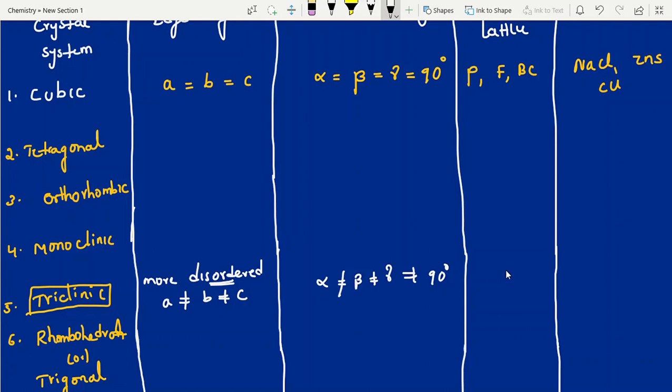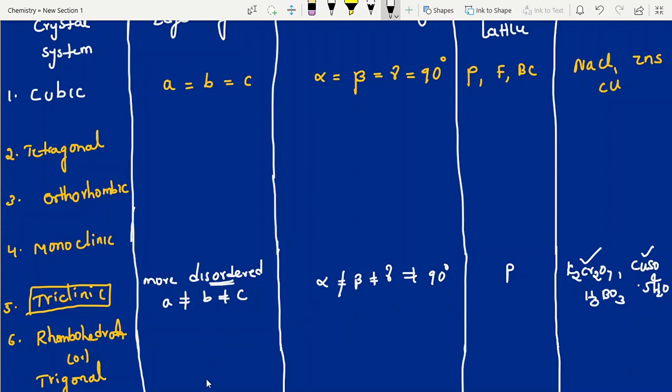Next, it can exist only as primitive. And examples. Triclinic examples are important, students: potassium dichromate, the orange crystals we have studied, and copper sulfate pentahydrate. Next one, boric acid, H3BO3. These three examples, but many times they asked K2Cr2O7 and copper sulfate pentahydrate. So that is the more disordered system.